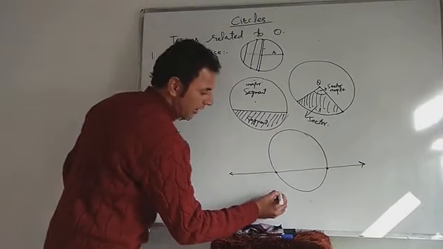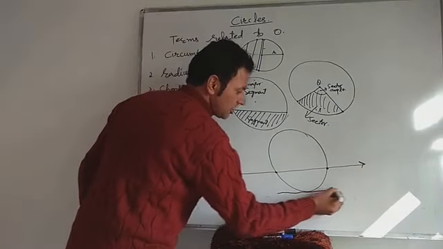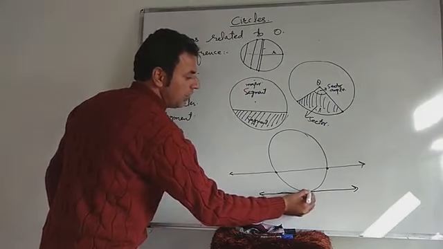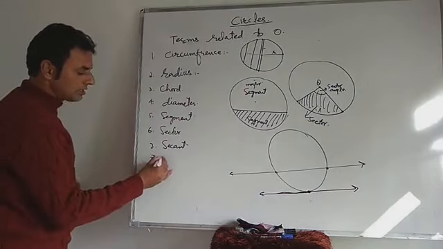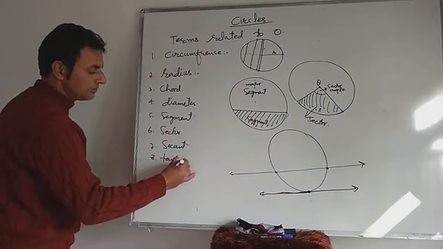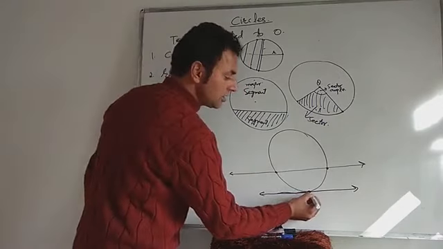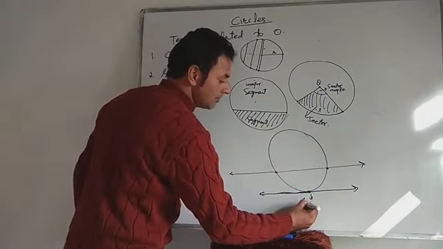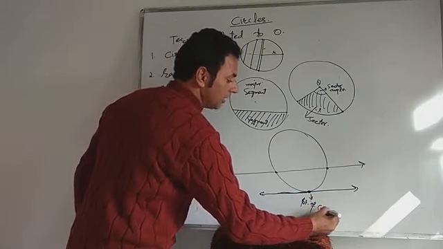There is one more line which touches the circle externally or which will intersect the circle at only one point. Such a line is called tangent line. The point where it touches the circle, where it intersects with the circle, is called point of contact.